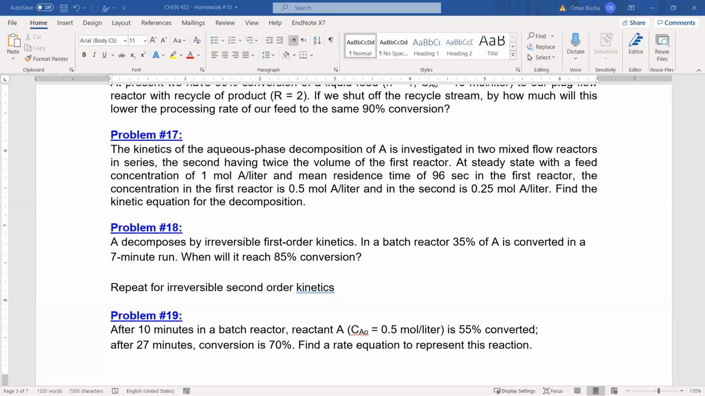Okay, problem 18. A decomposes by irreversible first order kinetics. In a batch reactor, 35% of A is converted in a 7-minute run. When will it reach 85% conversion? Repeat for second order kinetics. Okay, this is an easy problem.